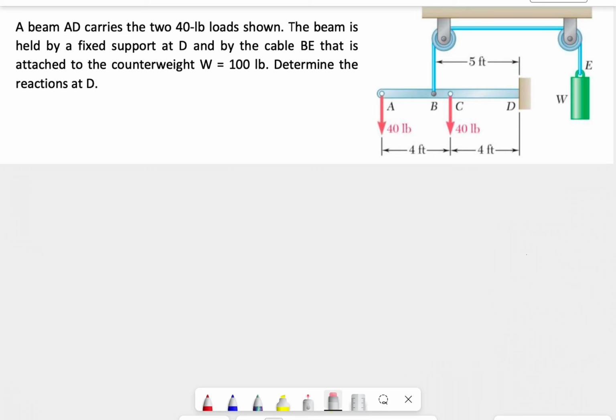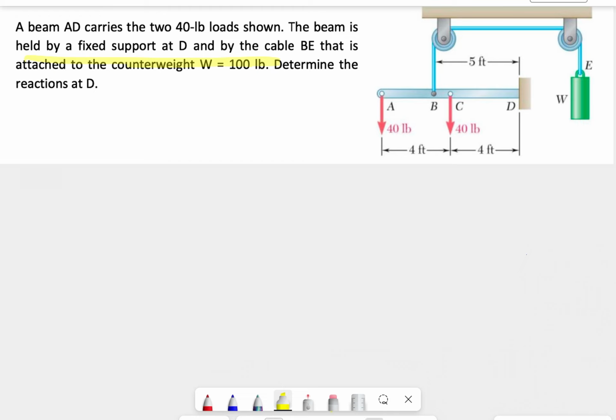In today's video, we're going to be solving a problem in equilibrium in 2D. In this question, we have a beam AD that carries two 40-pound loads at points A and C. We know that the beam is fixed at point D, and there is also a cable at point B, which is holding the counterweight of 100 pounds. So we need to determine the reactions at point D.